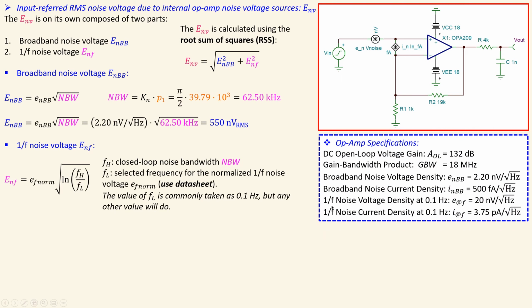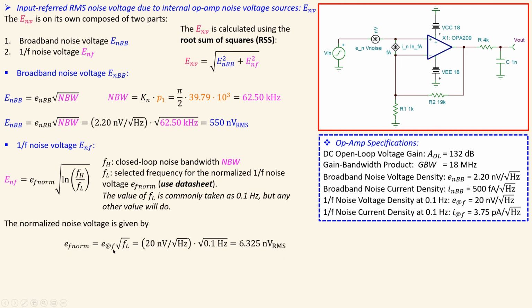So from the datasheet, I already placed it also here. You can see the 1/f noise voltage spectral density at 0.1 hertz is 20 nanovolts per root hertz. That's actually what we have. So the normalized noise voltage is given by this value, which is just from the datasheet, 20 nanovolts per root hertz at that frequency, 0.1 hertz, and I will do the math, you will get this value, 6.325 nanovolts RMS.